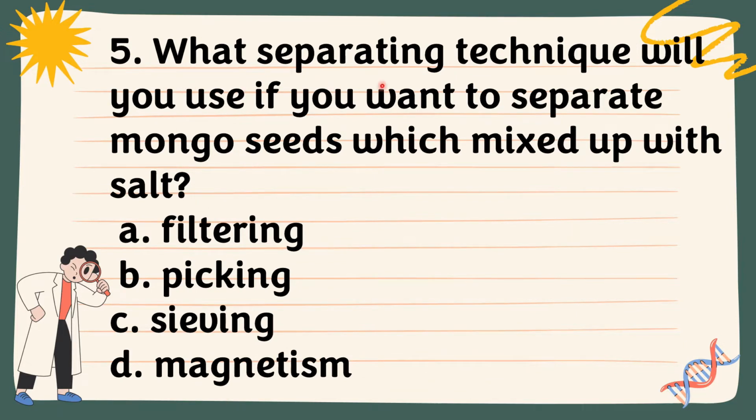Number 5. What separating technique will you use if you want to separate mango seeds which mix up with salt? A. Filtering, B. Picking, C. Sieving, or D. Magnetism. The correct answer is letter C. Sieving.